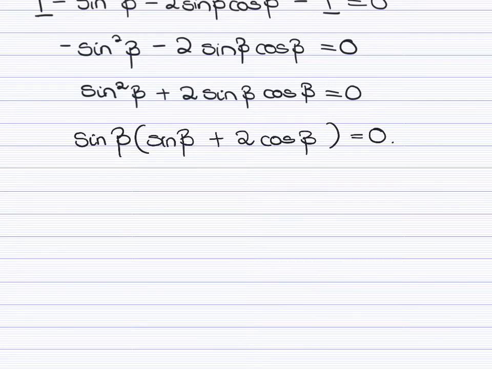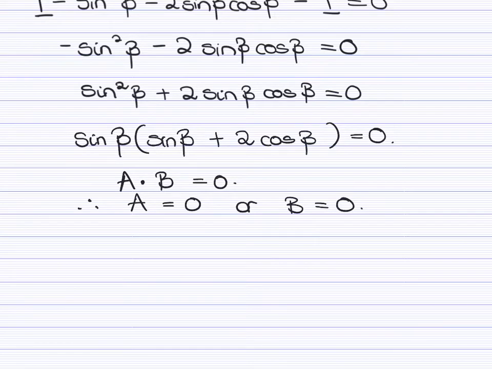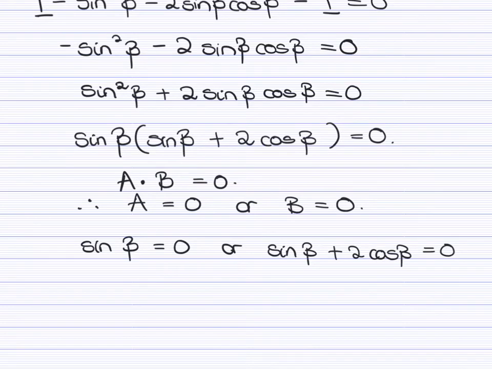Now, we know that this is the type of question where you have A multiplied by B that's equal to 0. Therefore, your answer would be, it's either A is going to be equal to 0 or B is equal to 0. We learned this in grade 9, okay? So apply that here. Sine beta is equal to 0, or your sine beta plus 2 cos beta is equal to 0. Perfect. Now I can then work from there to find my general solutions.